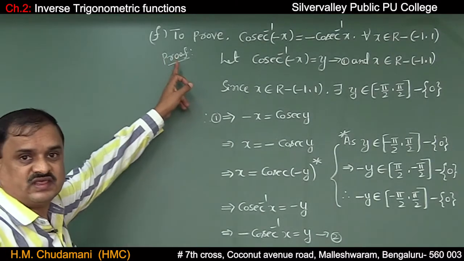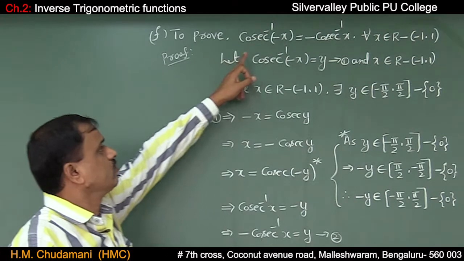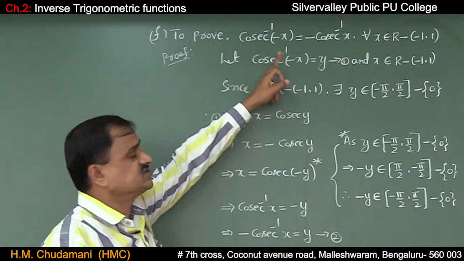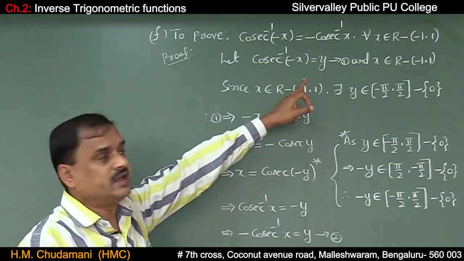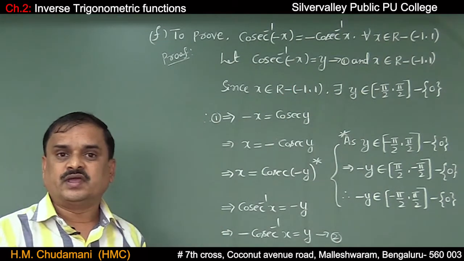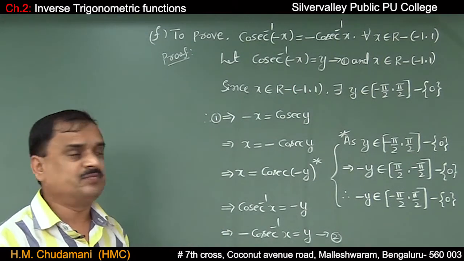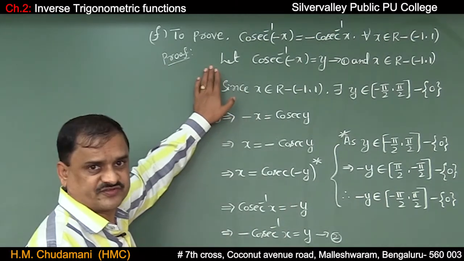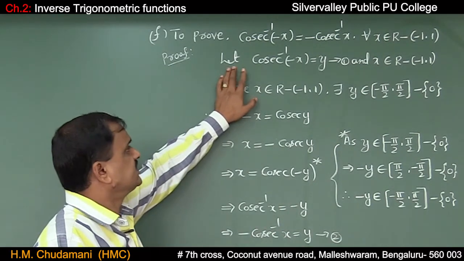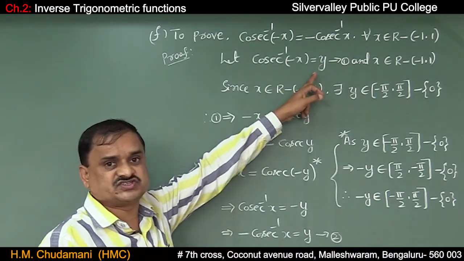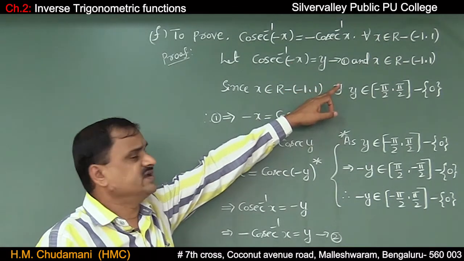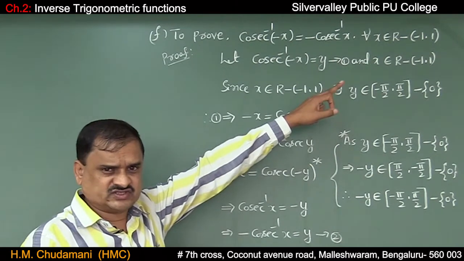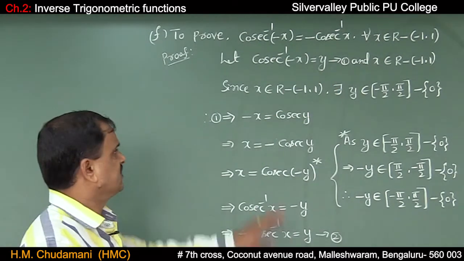Next, F. To prove cosecant inverse of minus x is equal to minus cosecant inverse x for all x belongs to the real numbers except minus 1 comma plus 1. Let us prove this. Proof. Let cosecant inverse x is equal to y. Say this is equation 1, and x belongs to the real numbers except minus 1 comma plus 1.